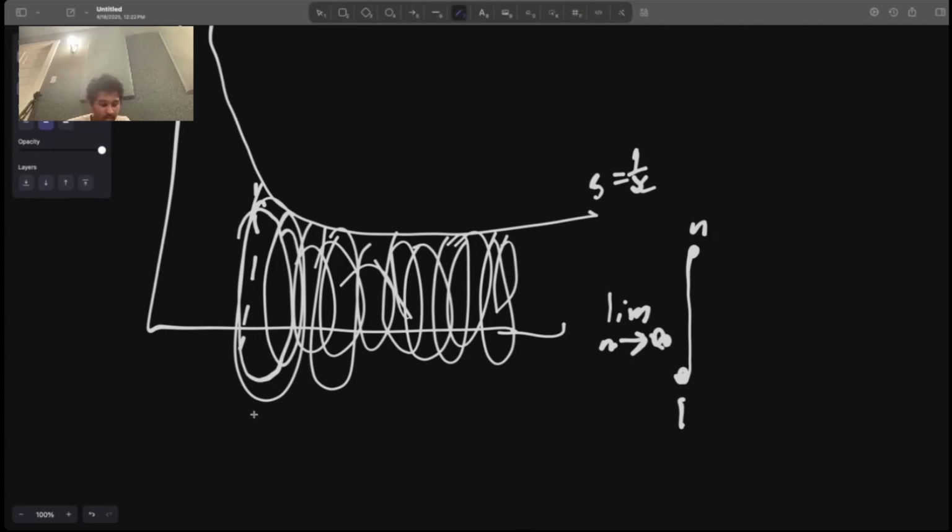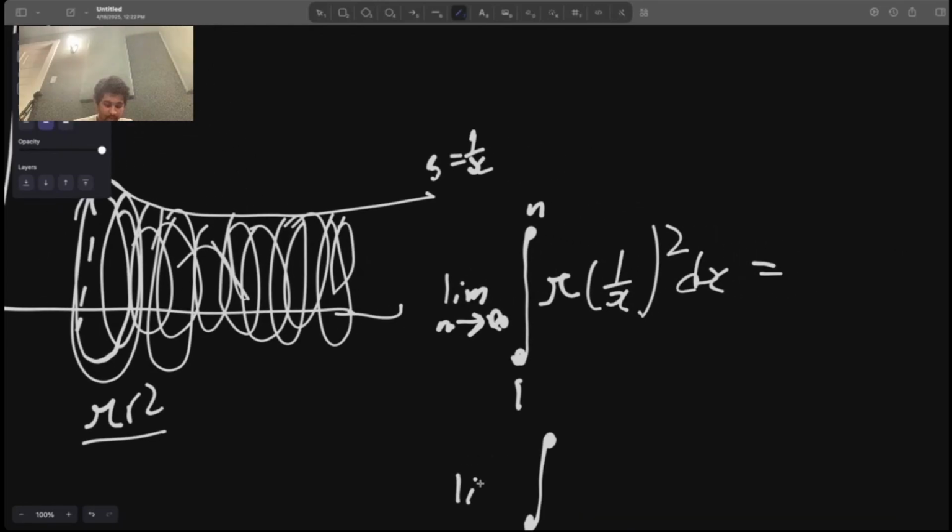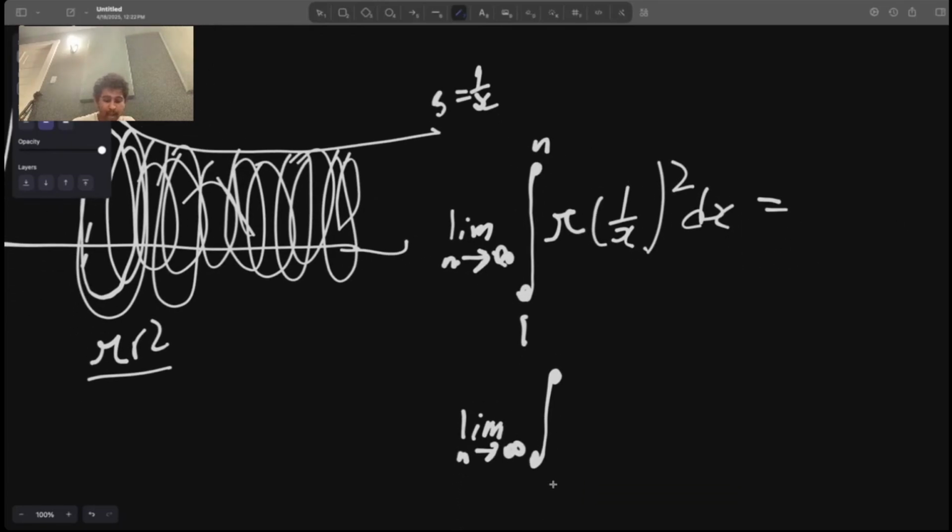So, as we said, we need to find each area of the circle. That's pi r squared. So, pi, our radius, as I said, is 1 over x. Pi times 1 over x squared dx, because we're finding the area. And so we have the integral from 1 to n, as n approaches infinity, of pi times 1 over x squared. Now, my students, can you think of a function whose derivative is equal to 1 over x squared?